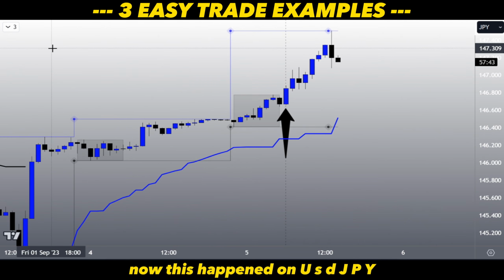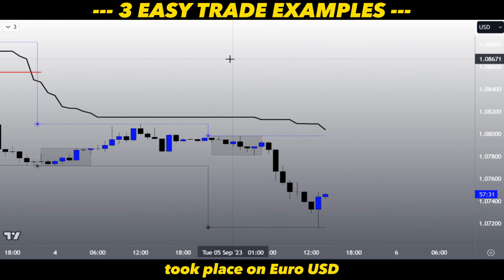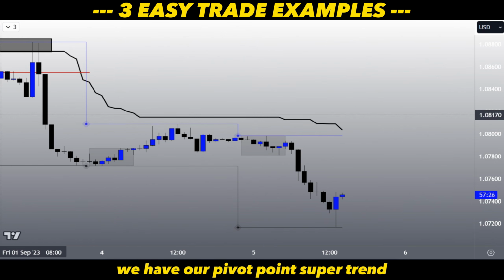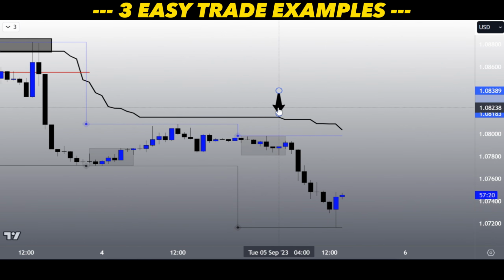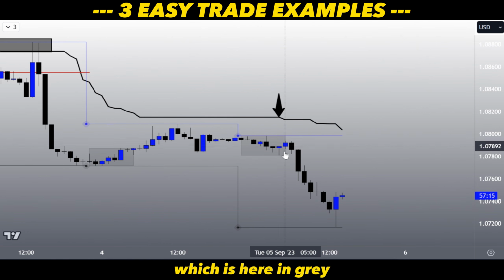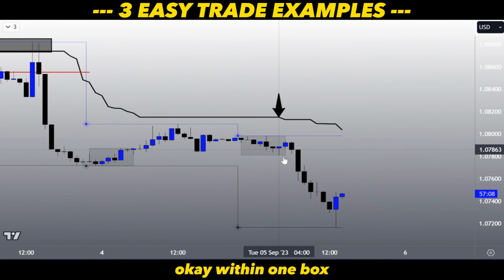Now this happened on USD JPY. Another example of this happening took place on Euro USD. Once again, we have our 3 indicators. We have our pivot point super trend, which establishes our direction. There we have it right there. Then we have our Asia session box, which is here in gray. It engulfs and summarizes all the Asia candles, okay, within one box.